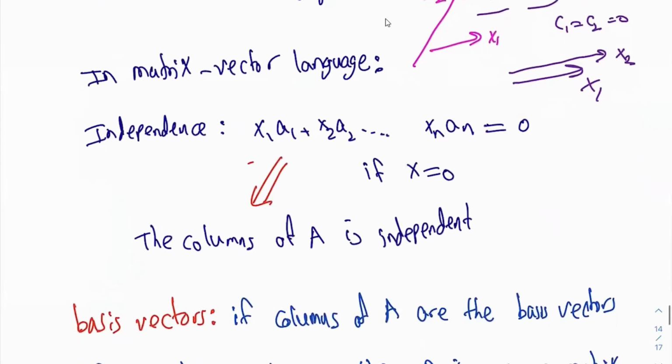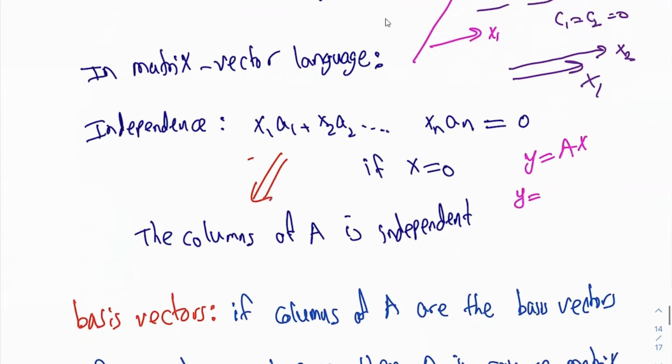Why do we need that? We need it in terms of matrix vector language. Remember the definition I had for a matrix vector product? And I said that definition is very important. We define y equal to Ax. We define y to be a linear combination of the columns of A. So we define it to be x1 a1 plus x2 a2, all the way to xn an. Here a1 through an refer to the columns of A.